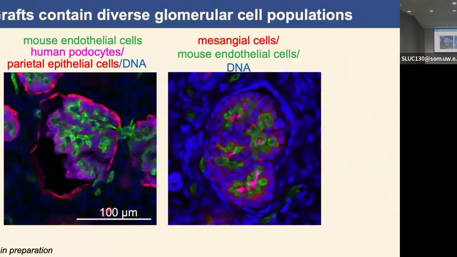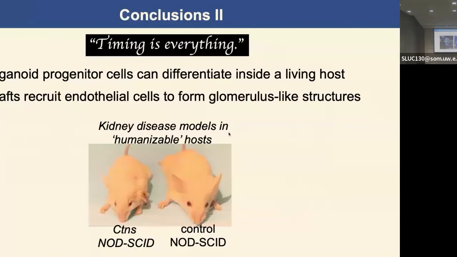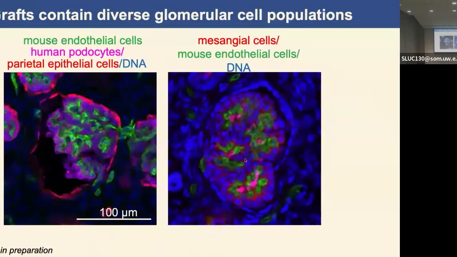So how is this working? How are we getting such complex structures? We looked at whether there were other types of cells besides podocytes that were differentiating in our organoid grafts. And we observed that indeed, not only do we have human podocytes here wrapping around the endothelium, but we also have in red parietal endothelial cells, which are forming a capsule surrounding the entire structure. And interestingly, there are mesangial cells, which we identify here in the red. And these are them. They're purple because they're red and blue together, but these are inside the capillaries on the other side of the podocytes.